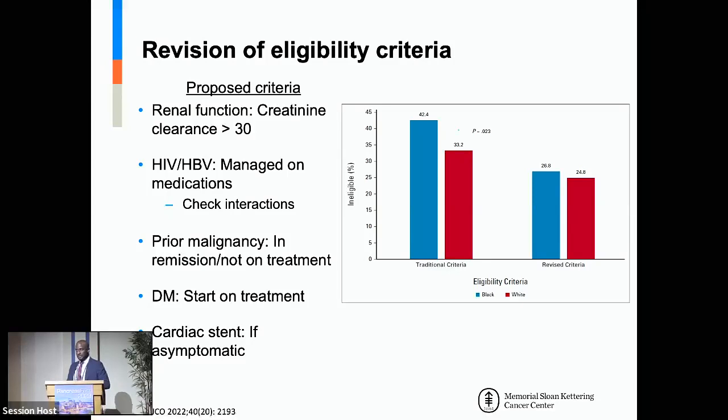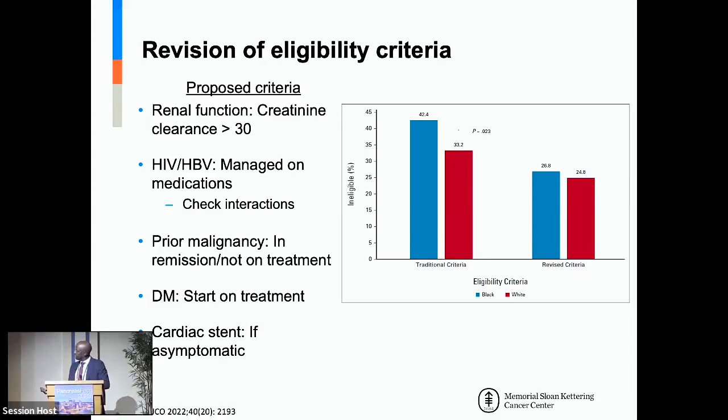Prior malignancy is typically an exclusion criterion, and understandably so. It's important to actually have clinical trials that generate useful information for us. But when you do consider the poor prognosis of this disease, pancreatic cancer overall, prior malignancy should not just be a blanket rule of, if you have a prior malignancy within the last 2 to 5 years, you can't be eligible, but rather, if it's in remission or if you're not on treatment, it makes sense to still be considered for the clinical trials. Other things like diabetes and cardiac stents: you can start diabetes treatment easily, and if you're asymptomatic with a cardiac stent, that shouldn't exclude you.